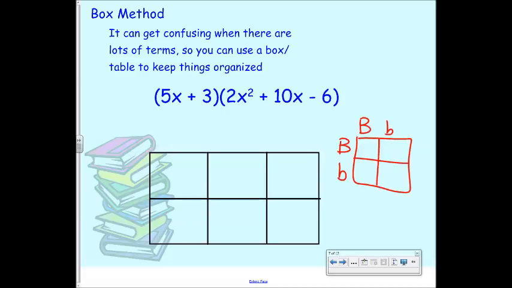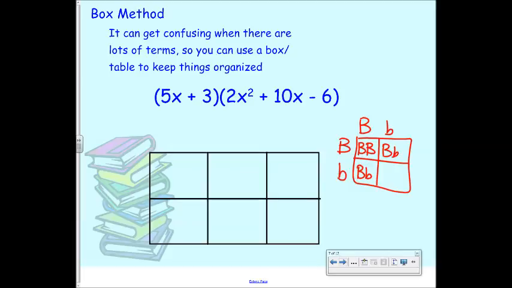So what would this one be? Big B, little b. Maybe the order matters, maybe it doesn't. Okay, and then this one is little b, little b. In math, it doesn't matter. So this Punnett square idea is the same thing as the box method.